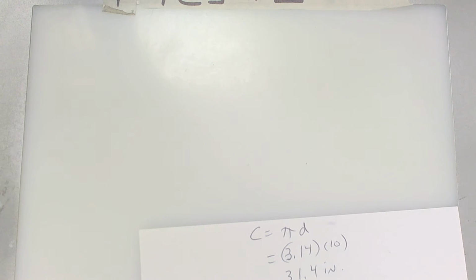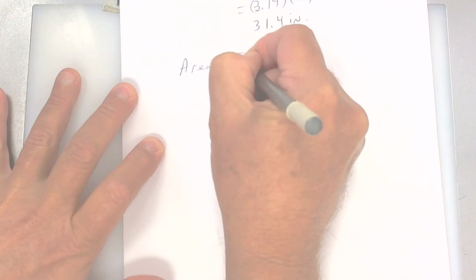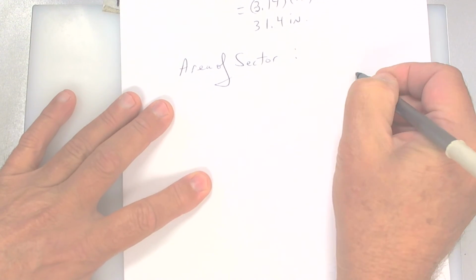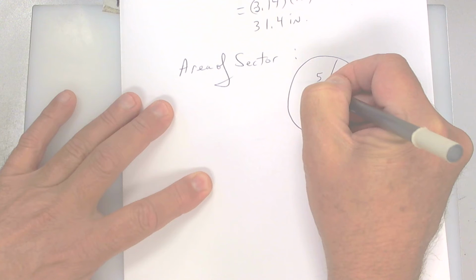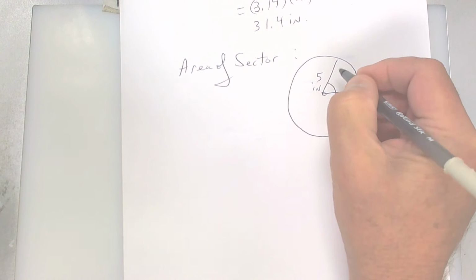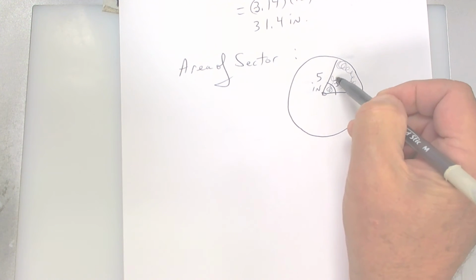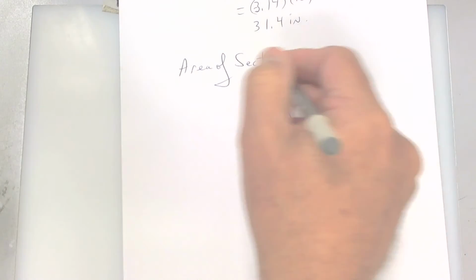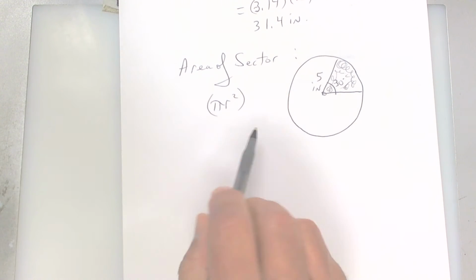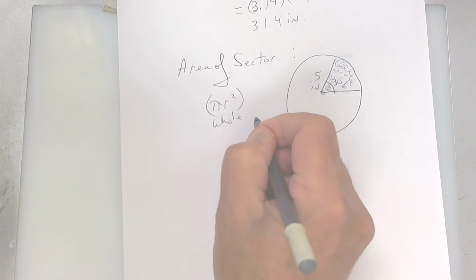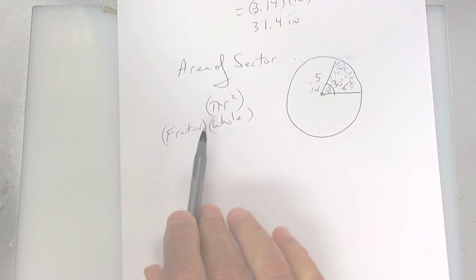Okay, now there's something called area of the sector. Write this down. Okay, so area of the sector, if you take a circle and you make this a radius of 5 inches, let's say, okay, and you make this 30 degrees, okay, area of the sector is like a slice of pie, all right? So the area of the whole circle is pi radius squared. But we don't want the whole circle, we want a fraction.